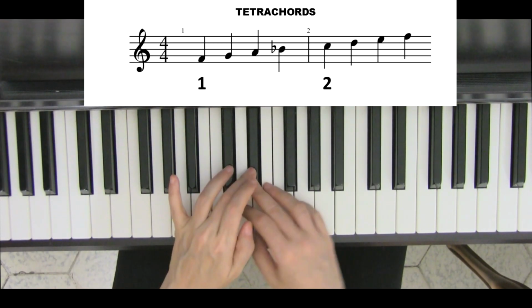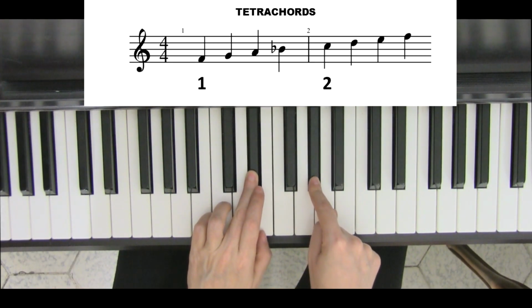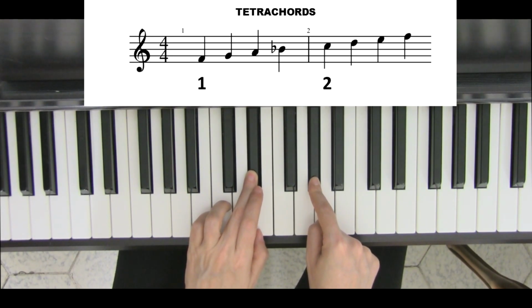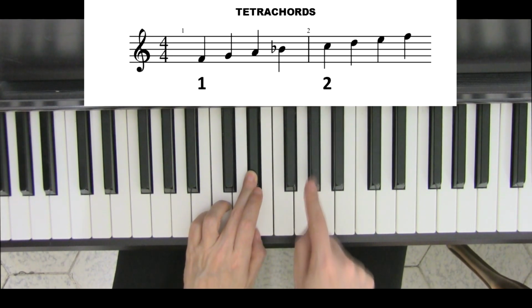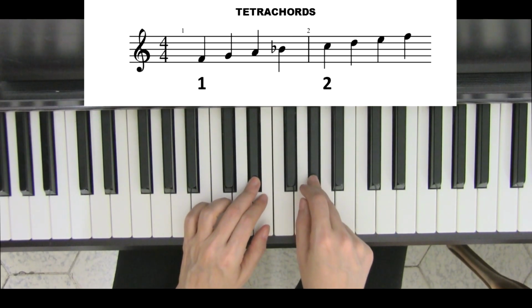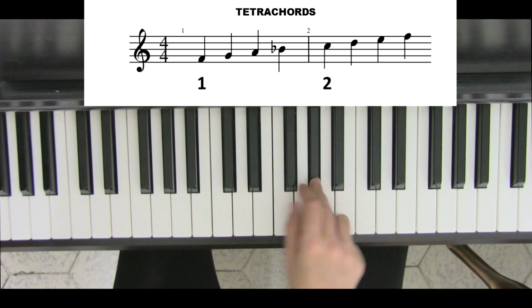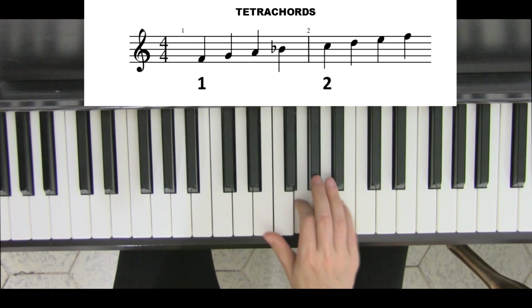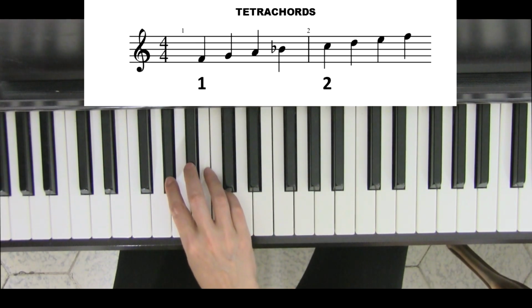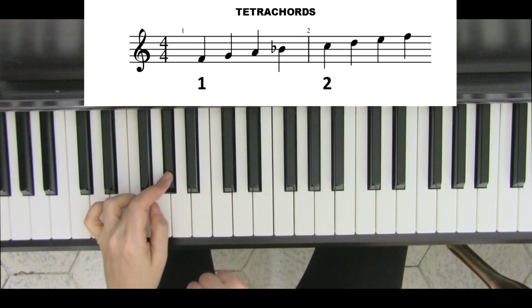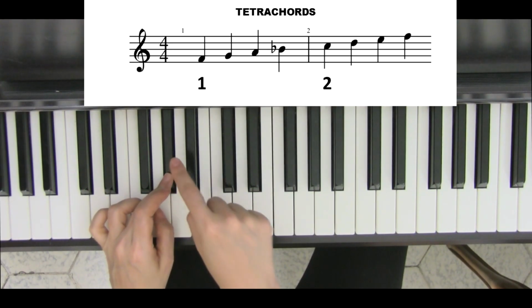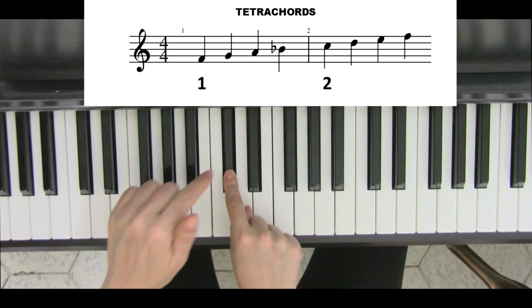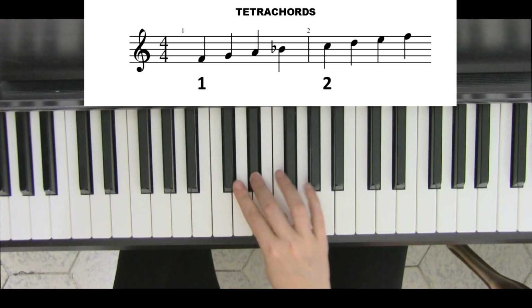Now, the next one, the fourth, is going to be A flat. Actually, this is a perfect fourth. The interval is a perfect fourth. So now I'm going to play for A flat. So the next key is going to be A, B, C, D flat.